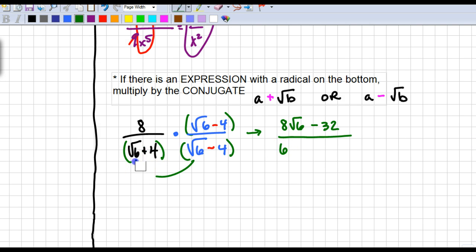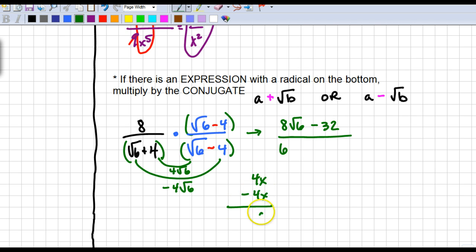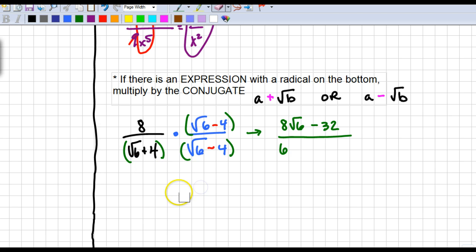Now let's look at the O and the I of the FOIL. The O is going to be radical 6 times negative 4, which is just negative 4 with a radical 6 next to it. The inside terms of FOIL are going to be positive 4 radical 6. Think about that like 4x minus 4x. If you add those together, they cancel. So what you can do from now on when you're doing a conjugate, you can skip the O and the I of FOIL on the bottom, because those are always going to cancel out. That's the reason for the conjugate, is we're trying to get rid of those radicals.